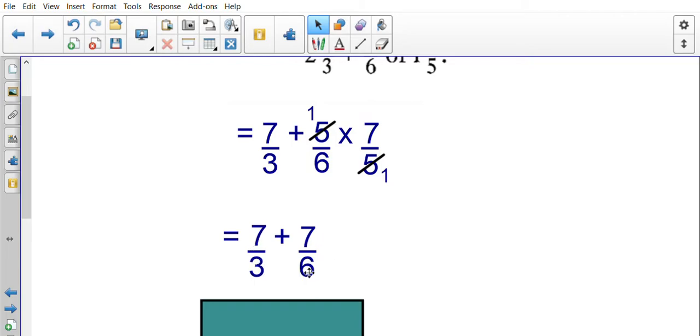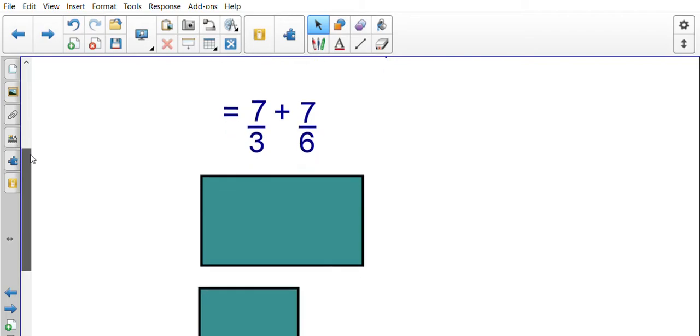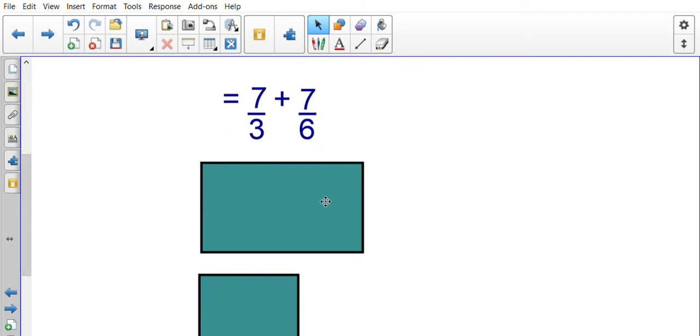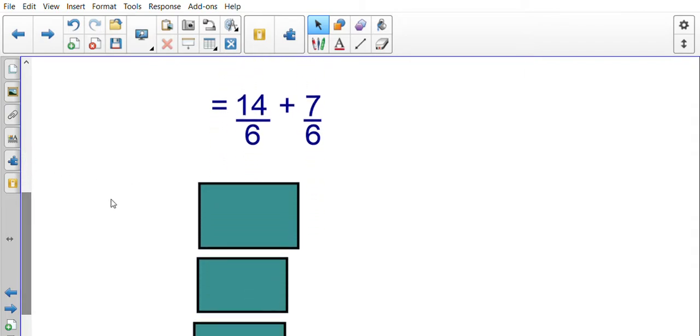You've got an addition of fractions here, so you need your denominator to be the same. The lowest common multiple of 3 and 6 is 6. So doing whatever you've done to the bottom, you must do to the top. So we've multiplied each of them by 2. Add your numerators together to give you 21.